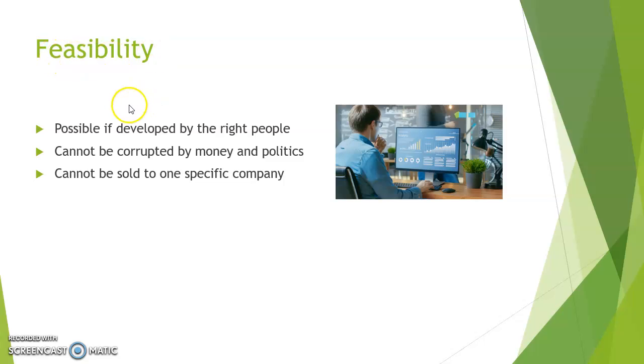Feasibility. Possible if developed by the right people. It cannot be corrupted by money and politics. It cannot be sold to one specific company. In order for this app to happen and work, it would have to not be sold by one company or organization, in order to prevent corruption and politics from getting in the way of the app's function.